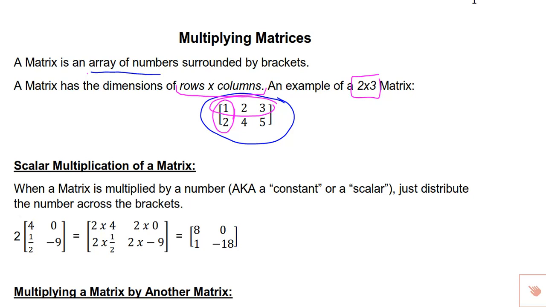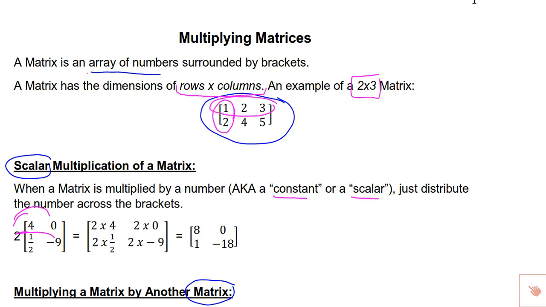When you multiply matrices, there's 2 main processes you could do. You could multiply a matrix by a scalar, or you could multiply a matrix by another matrix. Let's discuss multiplying by a scalar first because it is the simpler process. When a matrix is multiplied by a number, which we can also call a constant or a scalar, you literally just distribute that number across the brackets and multiply by whatever's on the inside.